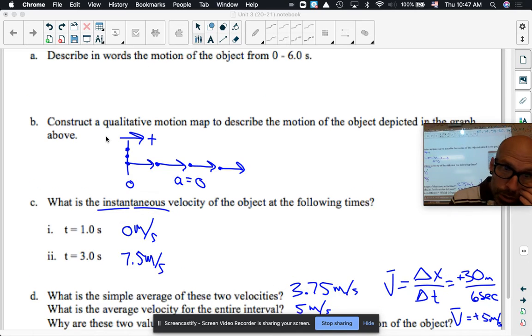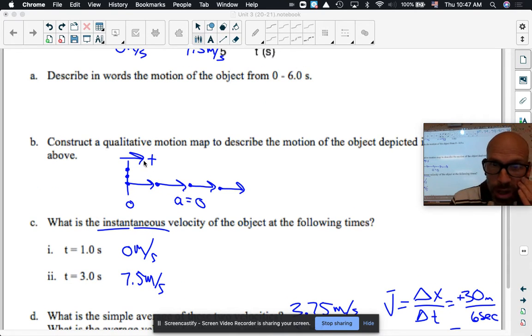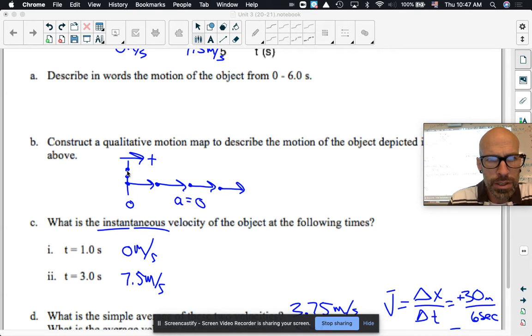Now, you were supposed to also construct a qualitative motion map. So I said 0 position, dots, those represent the 2 seconds that it's not moving. And then 1, 2, 3, 4 arrows that are the same length in the positive direction, indicating that for 4 seconds it was traveling with a positive velocity that's constant. And of course, a is 0. It's not accelerating the whole time.